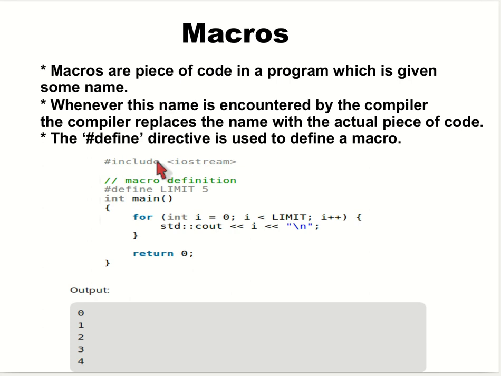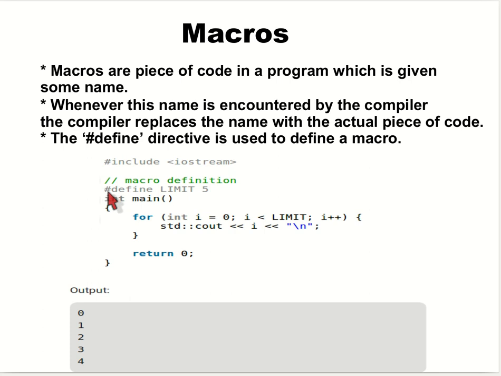Here we can see we are creating the macros. Here you can see #define is used for creating the macro. #define LIMIT 5. What we are doing here is, wherever we have mentioned this LIMIT, capital letter LIMIT only, it will be replaced with 5 before the compilation.